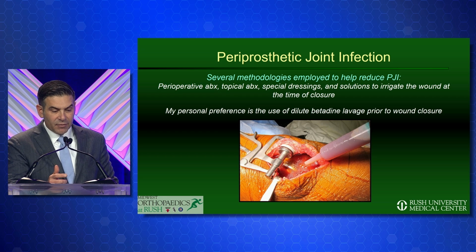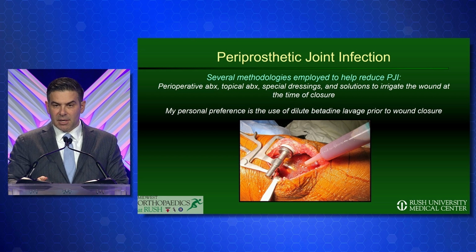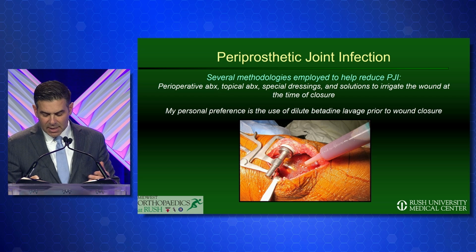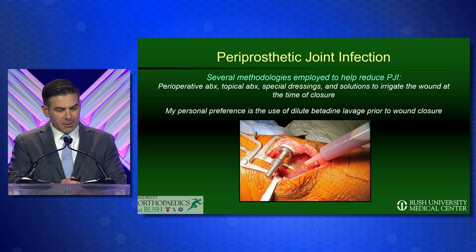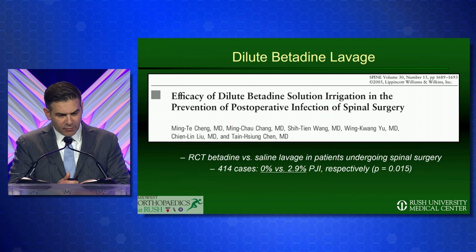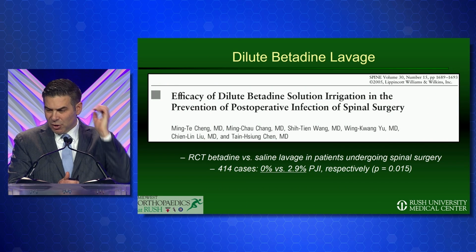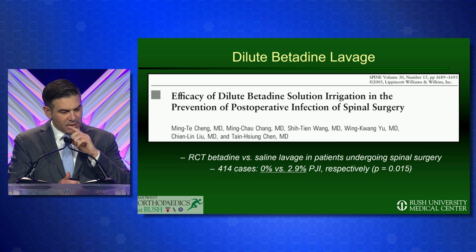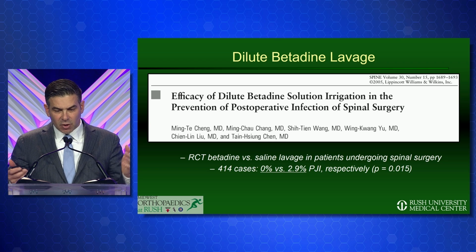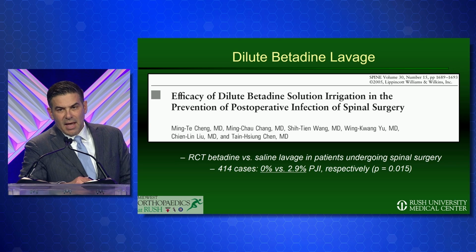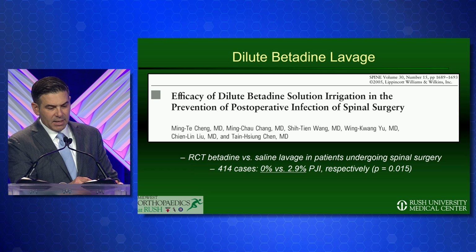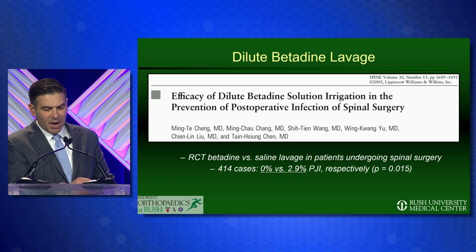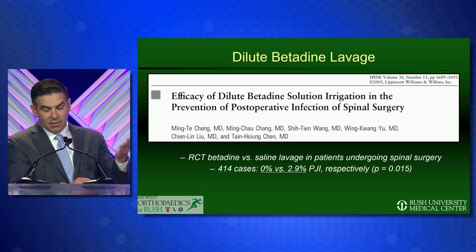My personal preference is the use of dilute betadine, and I'm going to share with you really 4 studies to support my position. This all really started for me way back, I think it was Journal Club 2005 or 2006. At Rush, we had a journal club, and we reviewed this article, and it was pretty compelling evidence, a randomized study, I believe it was in spinal surgery, showing what I think is a clinically relevant and statistically significant reduction in the risk of infection when using a dilute betadine lavage.